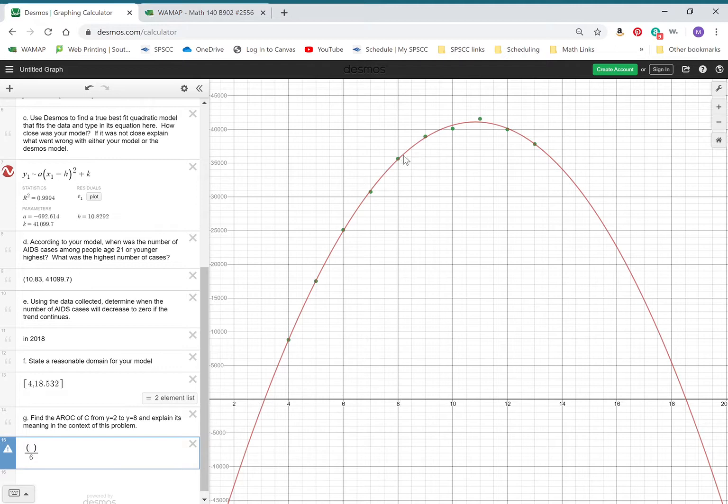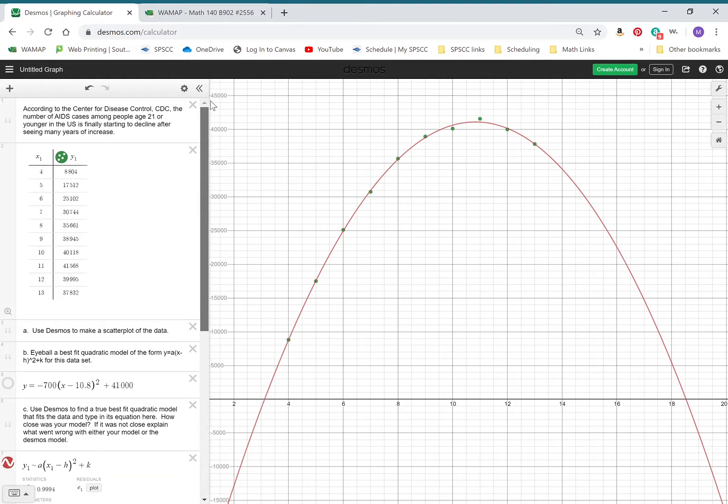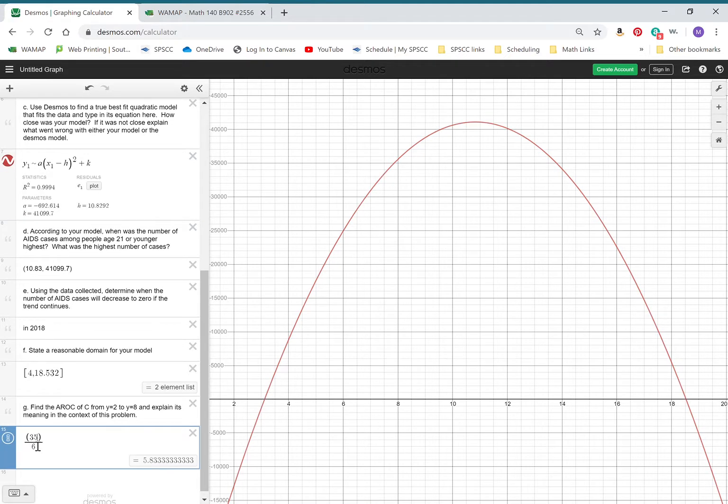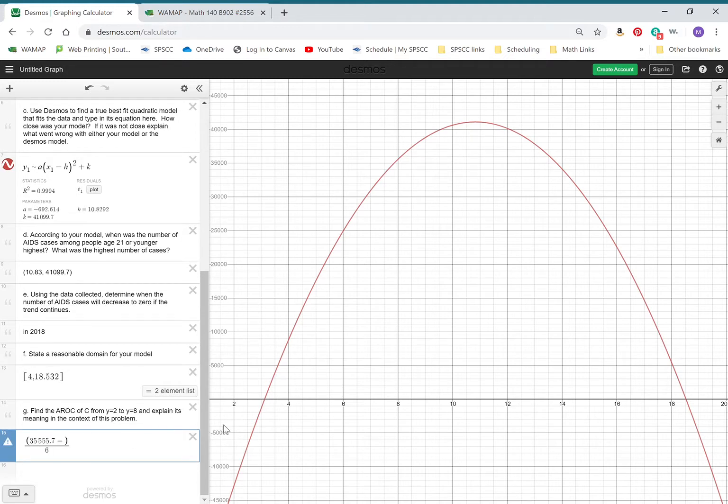Let me see if I can just get the model here. Hold on. If you click on the little green dots, that'll turn that off. So I'm just looking at the model now. I'm interested in 2008. Let's see if I can get it. Sometimes it's tricky. So if you click and hold, you can move your cursor around. So 35,555.7. I'll keep the decimals for now. And then we want to subtract the number of cases in 2002.